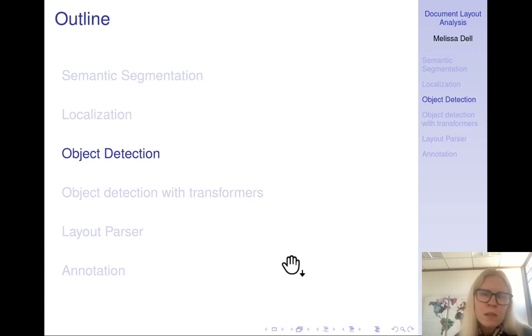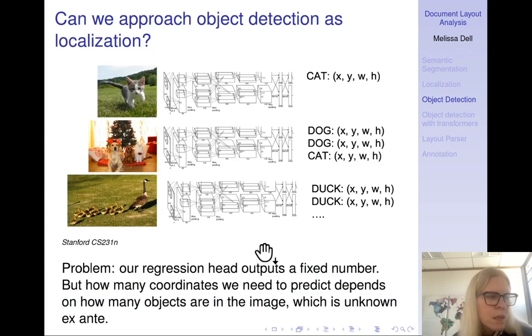Okay, so that's localization, and now I want to move on to object detection, which is plausibly the more practical problem. Can we approach object detection as localization? Well, the problem is that our regression head outputs a fixed number, but how many coordinates we need to predict depends on how many objects are in the image, and that's unknown ex ante. So it's not going to work because we have fixed-size outputs and a variable number of objects in the image.